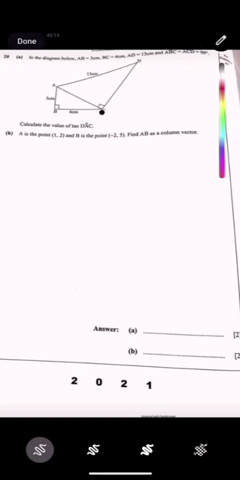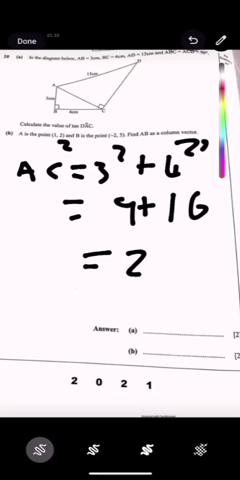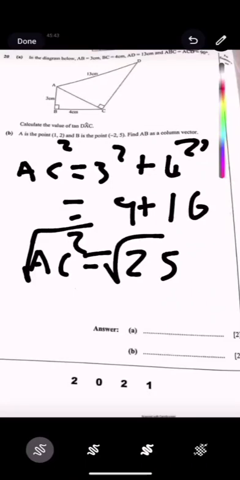Now, be careful. This is the opposite. This is the adjacent to this triangle and this angle here, but not to this triangle on the bottom. The triangle on the bottom, this is the hypotenuse. So we're going to say AC squared is equal to 3 squared plus 4 squared, which is 9 plus 16, which is 25. So we do the square root. So AC is equal to 5.